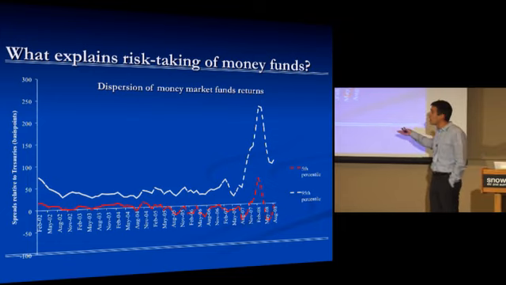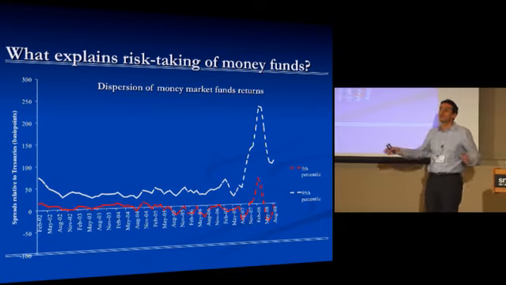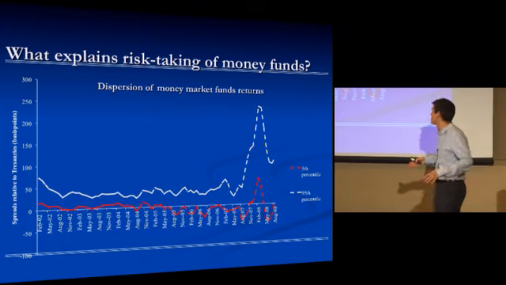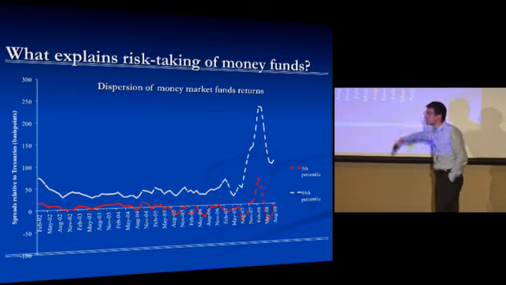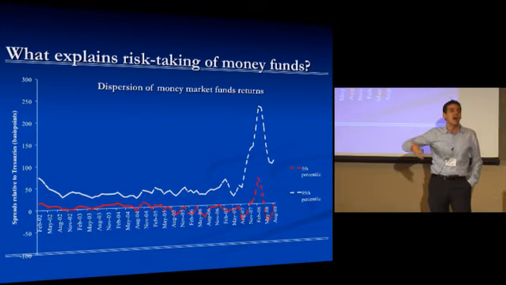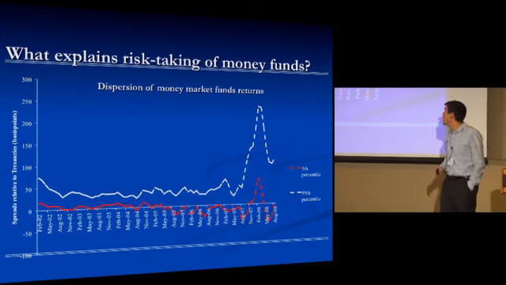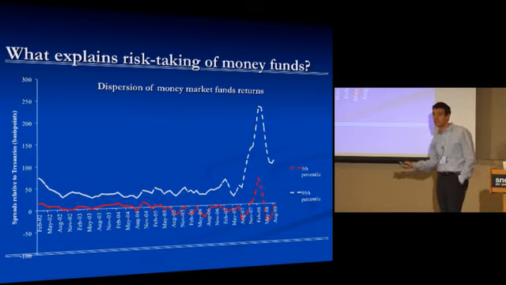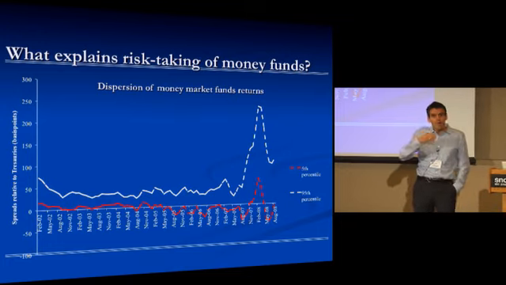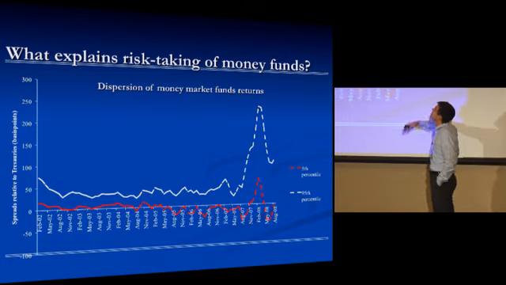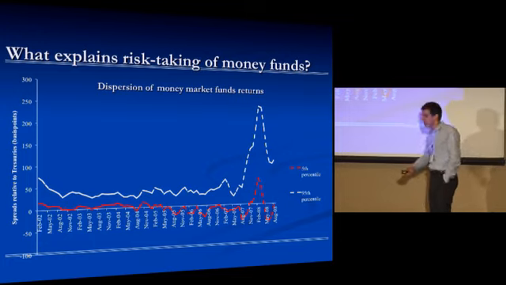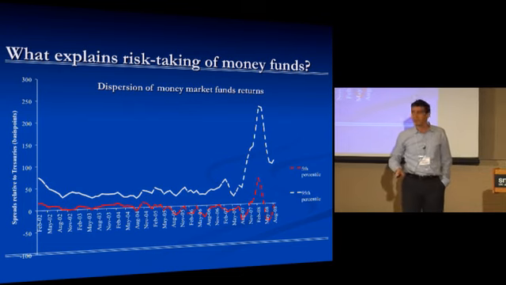But starting in August 2007, you see an increase in the dispersion. There were some funds which continued to be safe and had low returns. There were other funds which managed to get high returns and which we think took on a lot of risk. So the question we're asking is, what's going on here, both in the time series and in the cross-section? In particular, why are there some funds which take a lot of risk and other funds which don't?